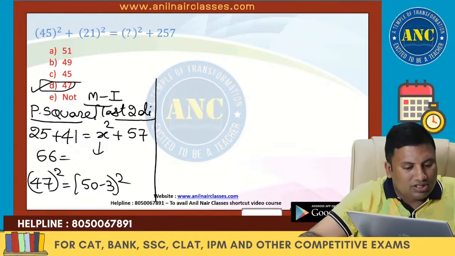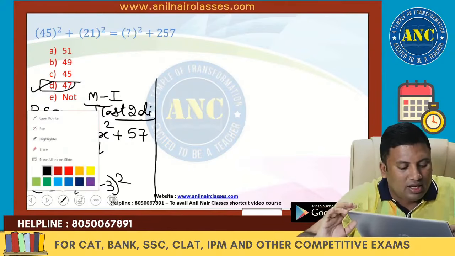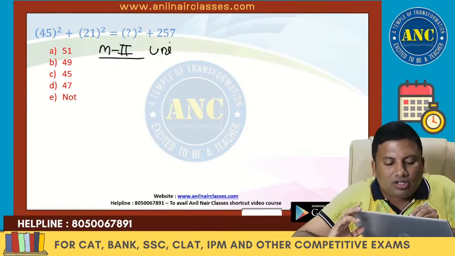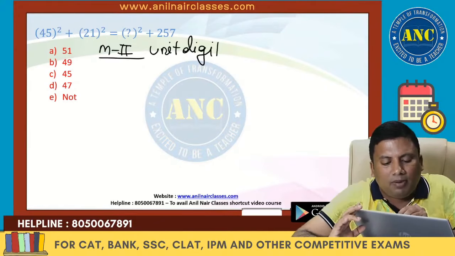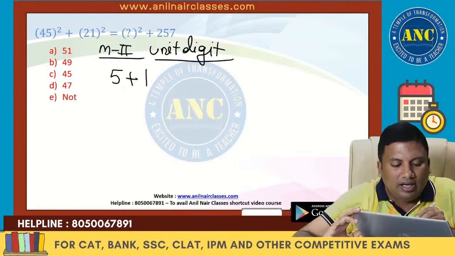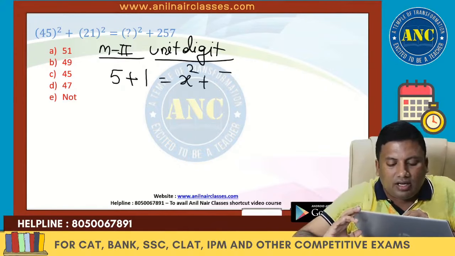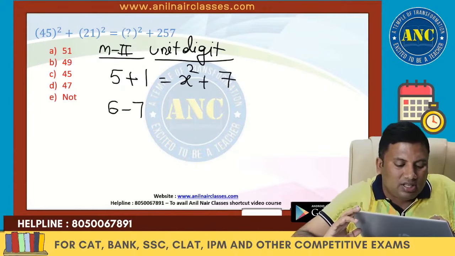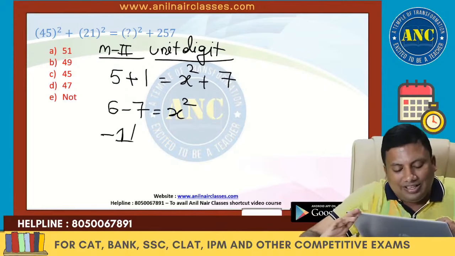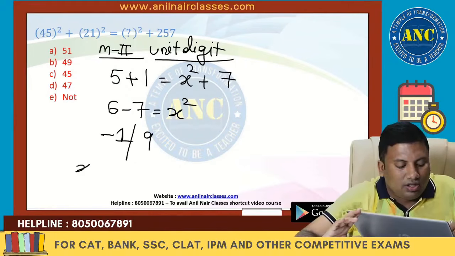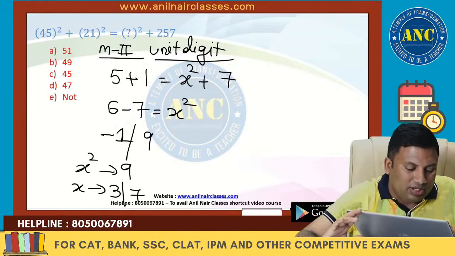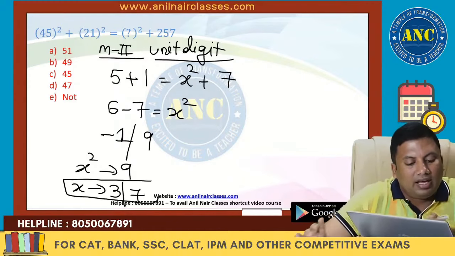Next one. Now see here. This is one way to solve it. Another way to solve it, method number two: unit digit logic. You can look at a simplification problem from multiple angles. Unit digit logic: 5 square is 25, 21 square is 1, this is nothing but x square and it is 7. 5 plus 1 is 6. 6 minus 7 is x square minus 1. If you are using unit digit, add 10 to it. It is 9. So x square has to give you 9. So the x unit digit will be either 3 or 7.